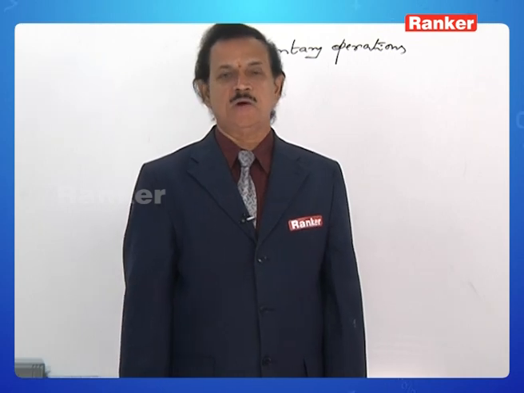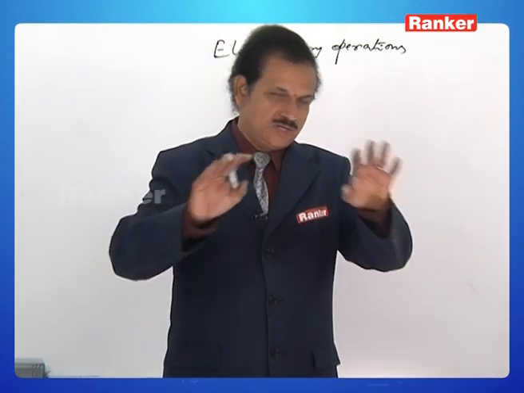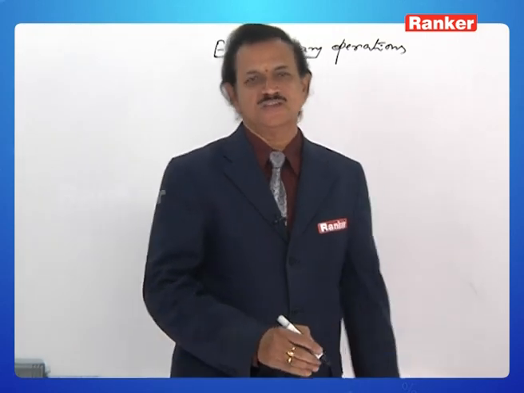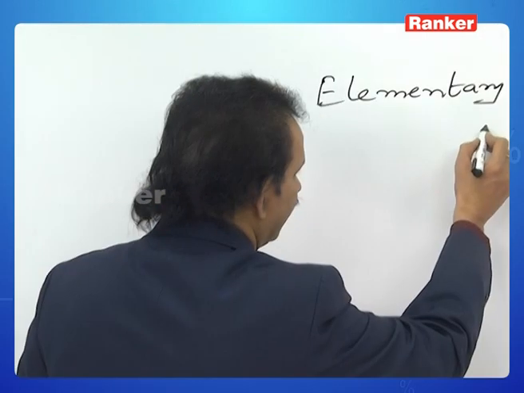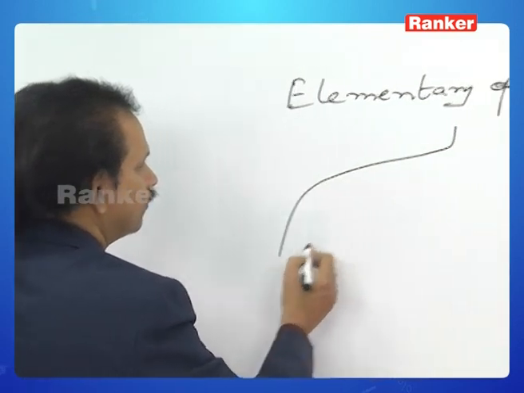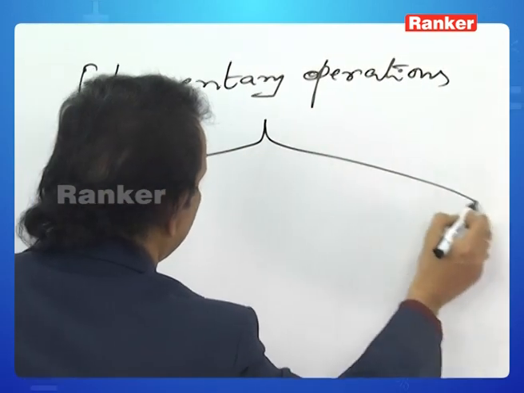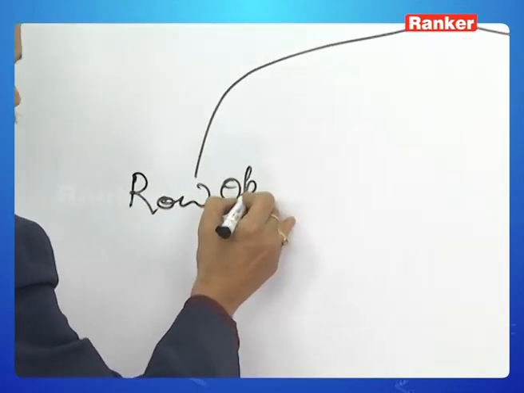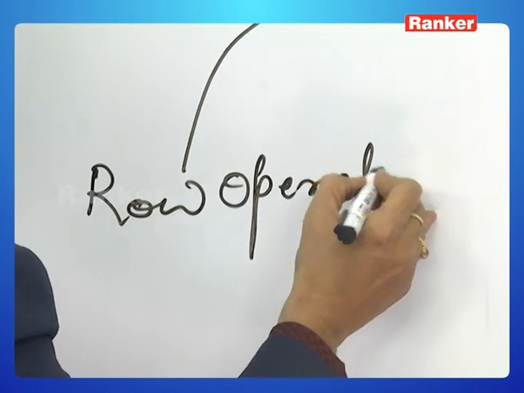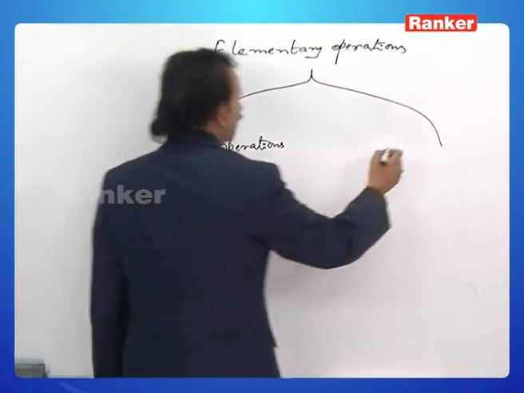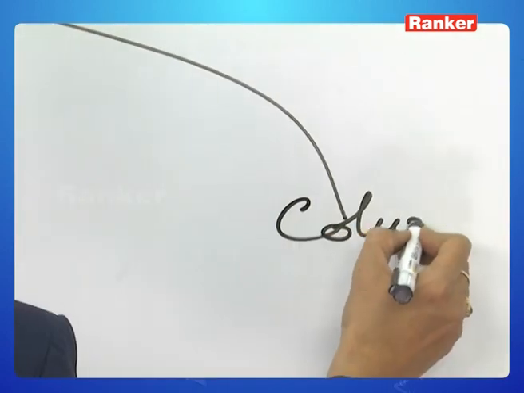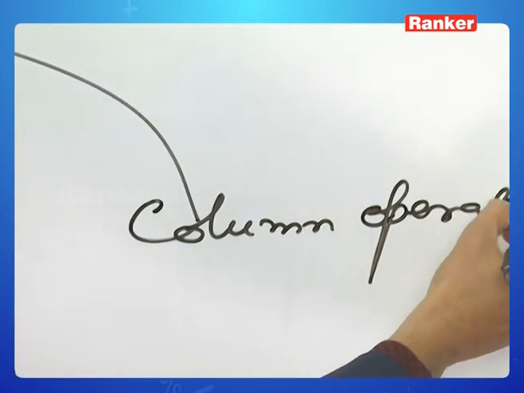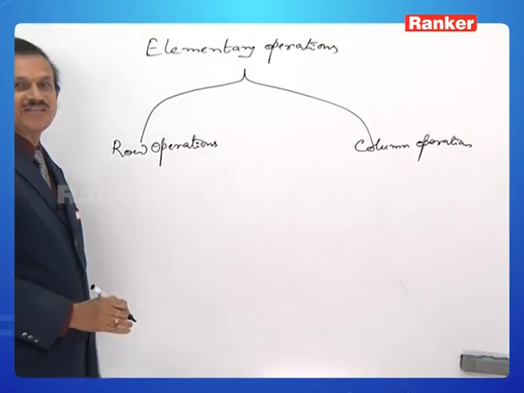These elementary operations are of 2 types: elementary row operations, elementary column operations, isn't it? So they can be split into 2 ways. What are they? Row operations, column operations. These are of three types.